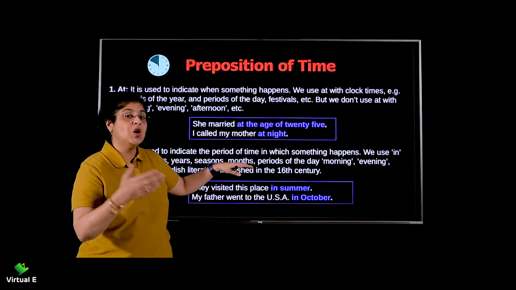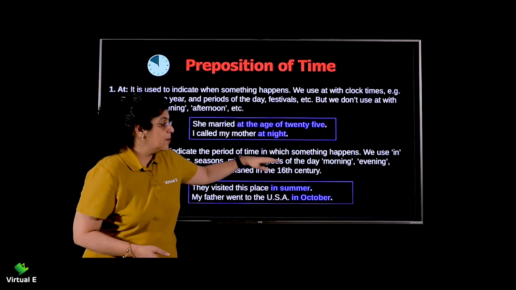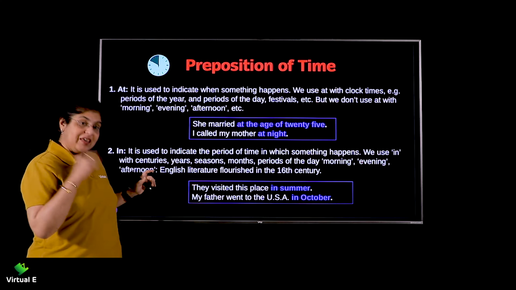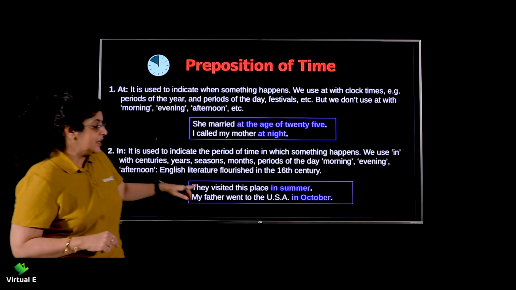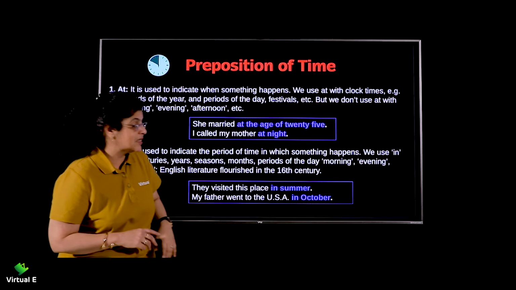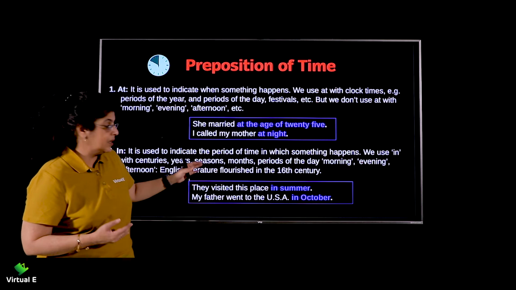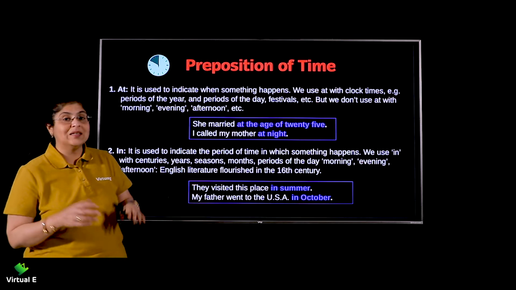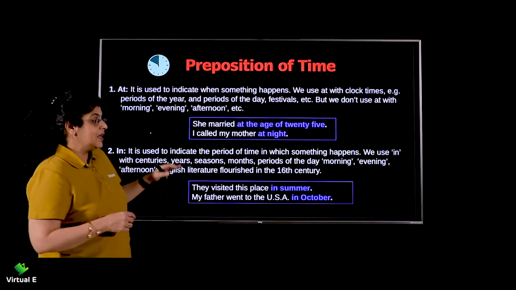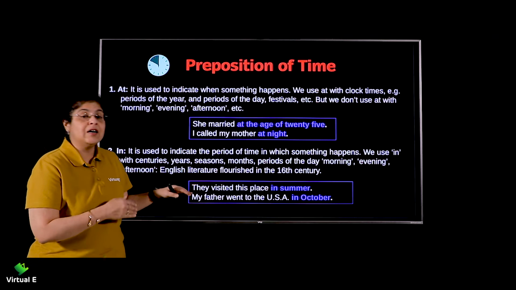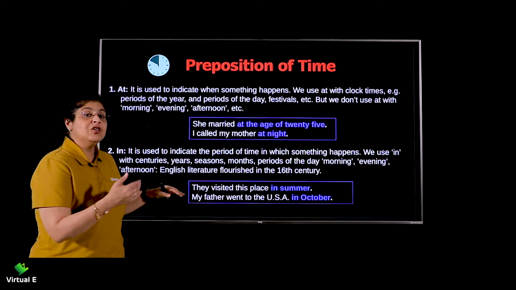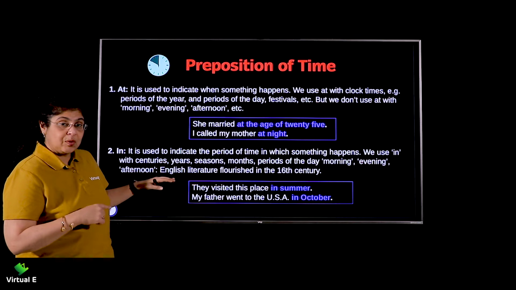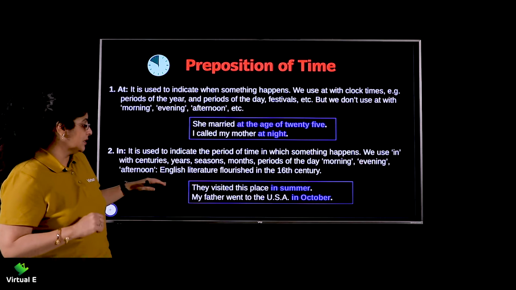Months, I was born in January. Periods of the day, that's morning, evening, afternoon. Now here, night doesn't come. They visited this place in summer, that is giving you the season. And my father went to the USA in October, that's giving you the month, right? Likewise, you will use in afternoon, in morning. I go for yoga in the morning. So that's what we do for in, then we don't use night here.